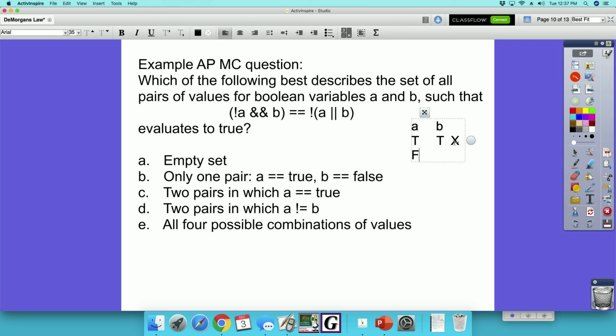Now we're going to do false and false. All right, we'll see how that is. All right, so let's go back to here.